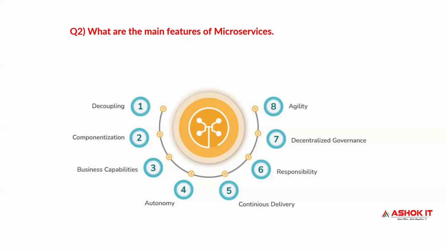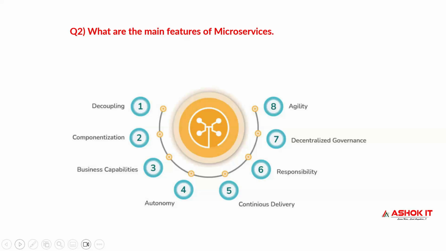Now we have decentralized governance. Decentralized governance is about choosing the right tool according to the job, and that is the goal. Developers can choose the best tool to solve their problems. We have agility. Microservices facilitate agile development. It is a process to create new features quickly and discard them again at any time.